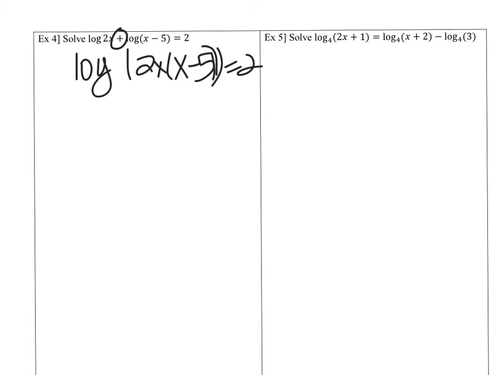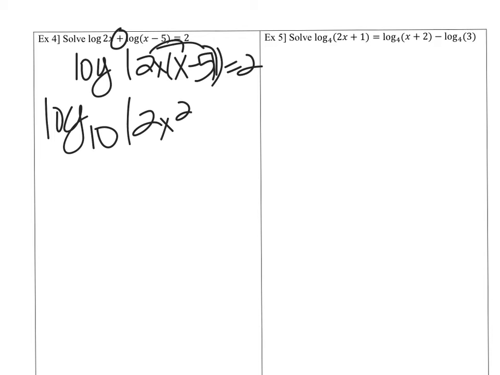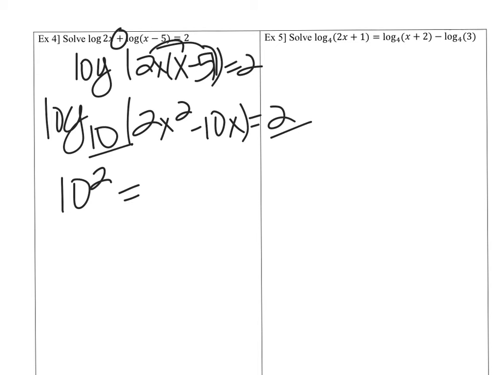Okay, so when I distribute that, I will have log, and if we want to go ahead and put the base 10 in there, because it is known that it is a base 10 if there is no number for your base. And when I distribute, I get 2x squared minus 10x, which equals 2. Okay, so base of 10, exponent of 2 equals what's inside the parentheses, 2x squared minus 10x.